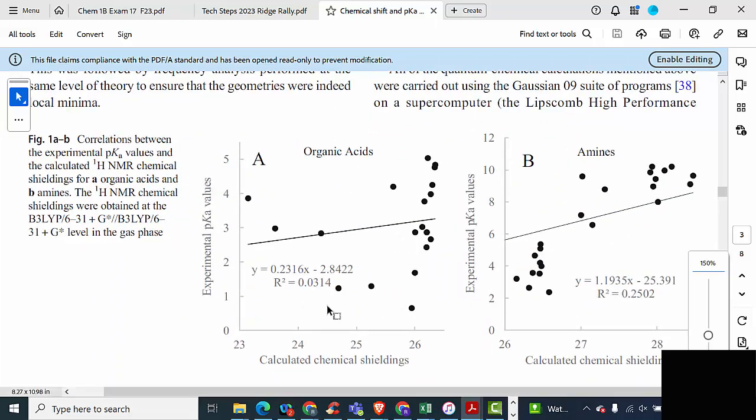On the vertical axis, they have the experimental pKa values. On the horizontal axis, they have the calculated theoretical chemical shifts, or chemical shieldings. Actually, chemical shifts are in parts per million; this is chemical shieldings. And they got an R squared of 0.03. Does that look pretty good to you? Would you say that there is some kind of correlation? Well, this is much better. This is 0.03. They got 0.25. This is way better. But is 0.25 a good correlation?